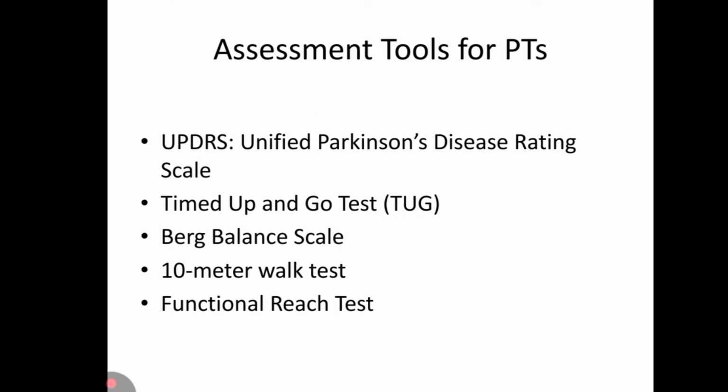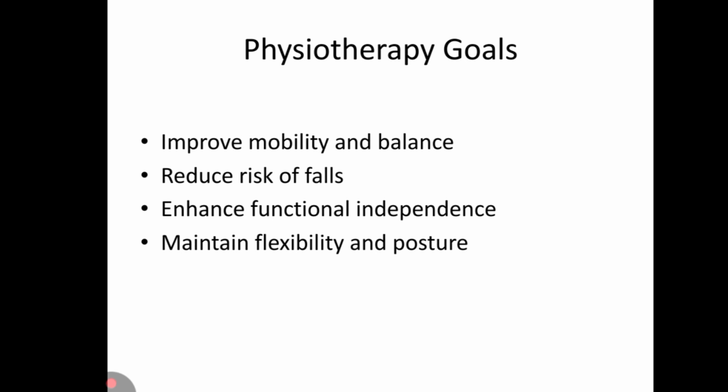Now, what are the assessment tools for PTs to follow? UPDRS, Unified Parkinson's Disease Rating Scale, Timed Up and Go Test, TUG, Berg Balance Scale, 10-meter walk test, Functional Reach Test. Now let's talk about the physiotherapy goals. Goals include improve mobility and balance, reduce risk of falls, enhance functional independence, and maintain flexibility and posture.